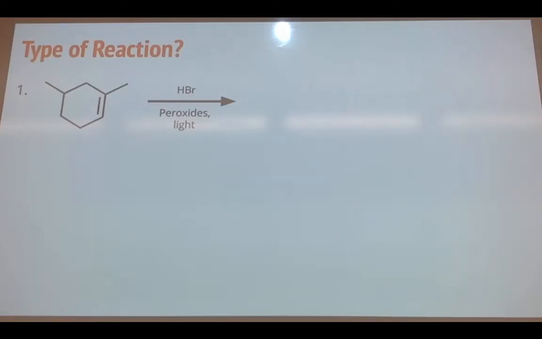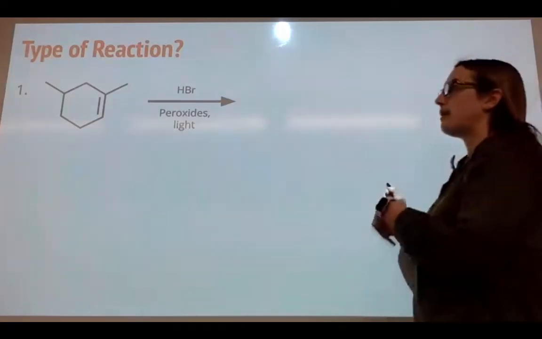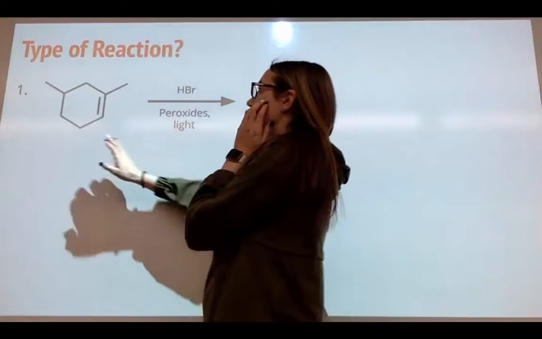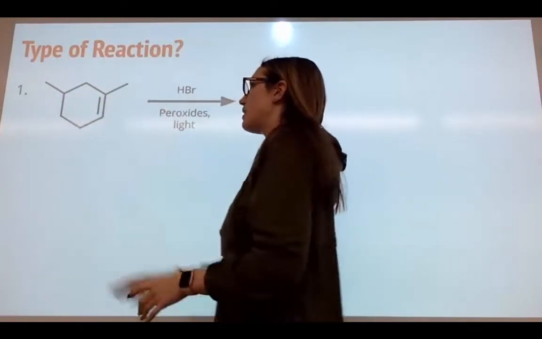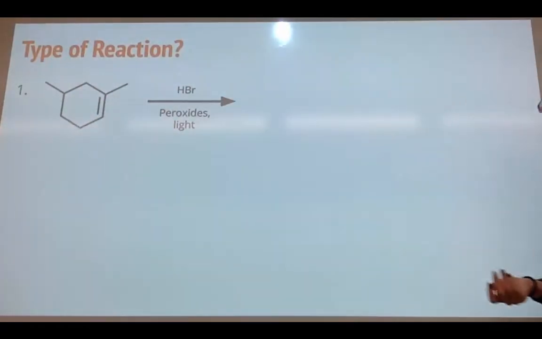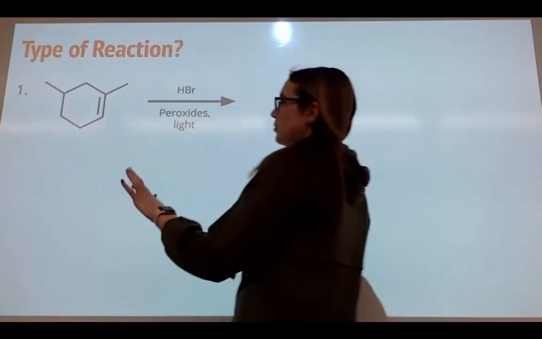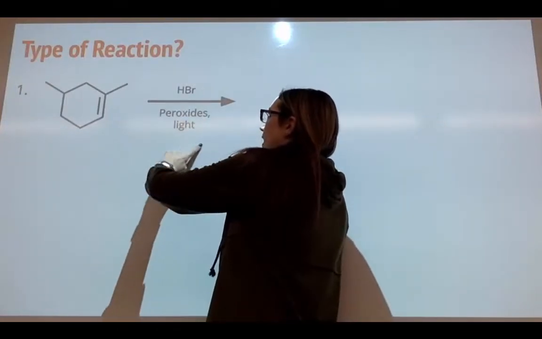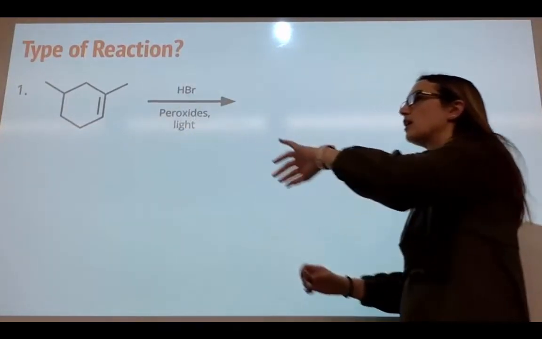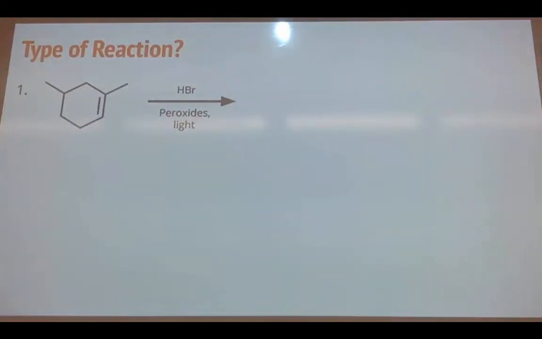We need to know the type of reaction because that's going to determine the mechanism. So when you look at this, we're starting with an alkene. It doesn't matter if it's a cycloalkene or just an alkene. As long as you have a double bond, then you're looking at what's over the arrow or under the arrow, the reactants and the solvents.